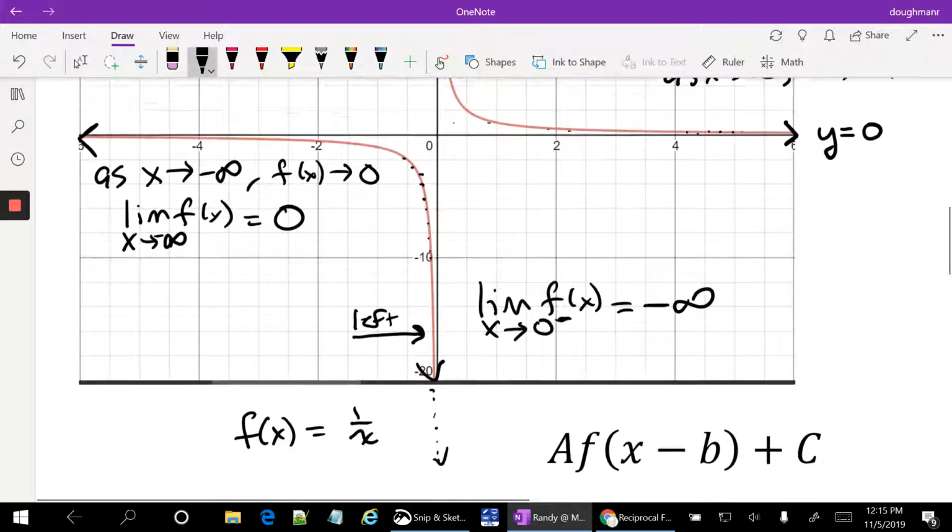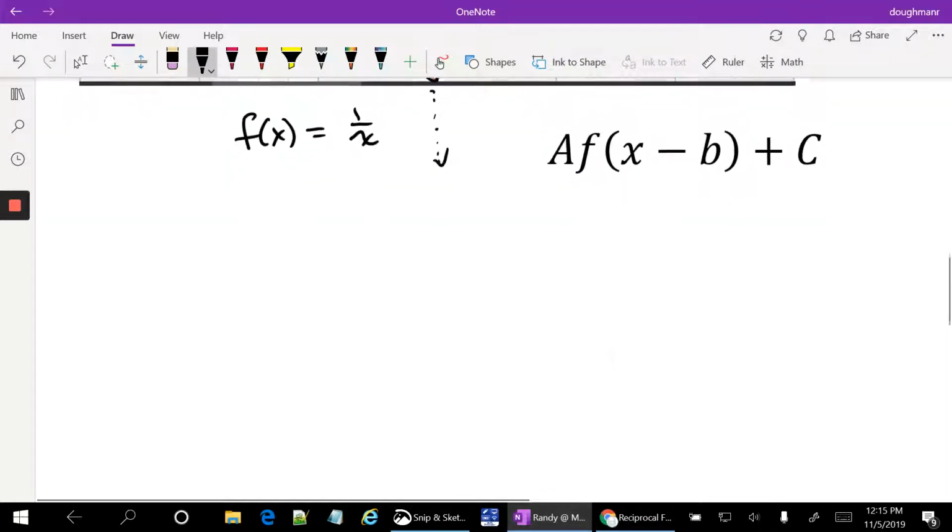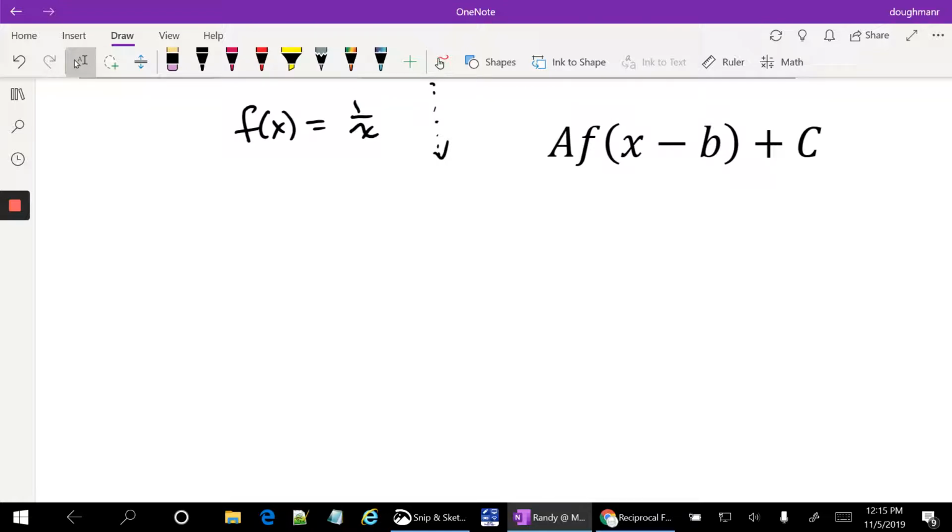So you can digest that for a little while. So now we're going to look at this. If we have the function 1 over f of x, next thing we're going to do is see what happens if we start multiplying the output by a number, adding a number to the output, or adding or subtracting a number from the input.